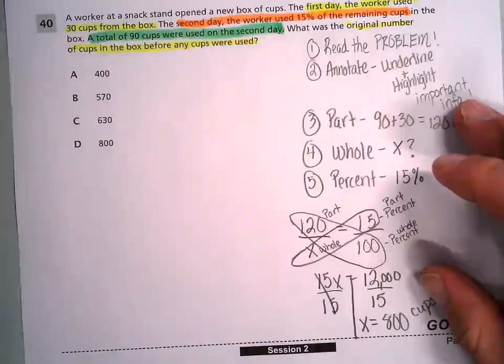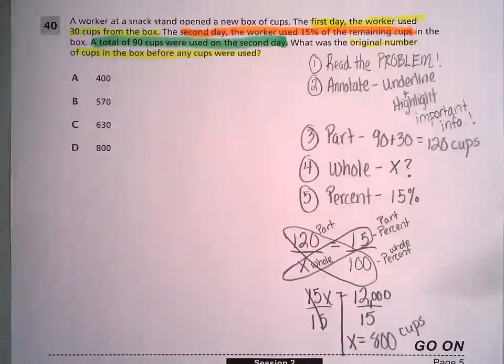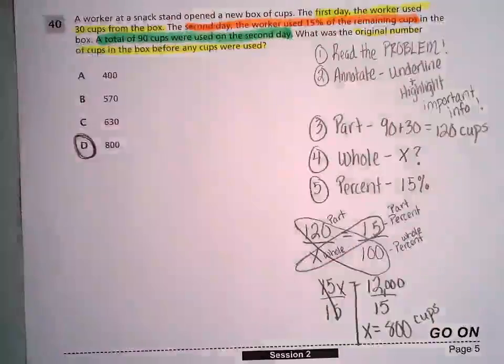So if we go back and look at our problem, because it's a multiple choice problem, do we have 800 as an option? Yes, we do. 800 would be choice D.